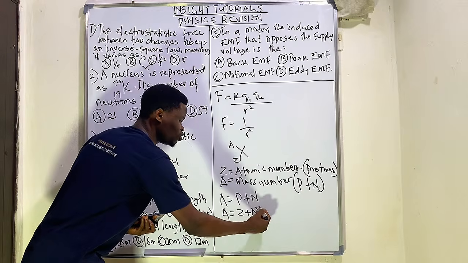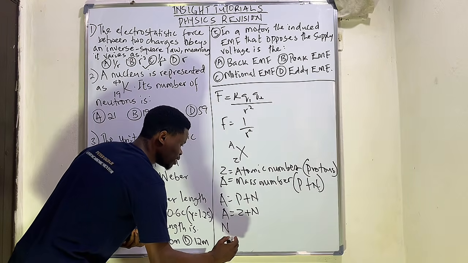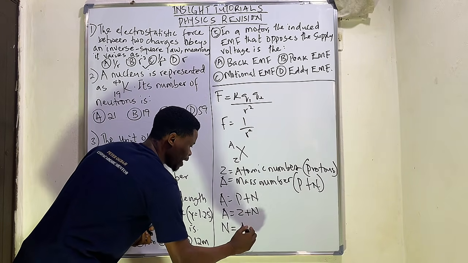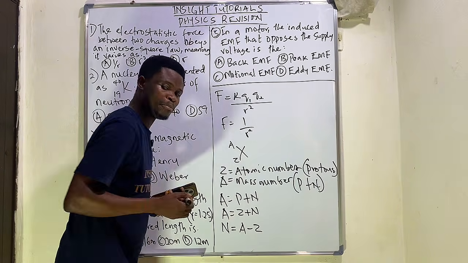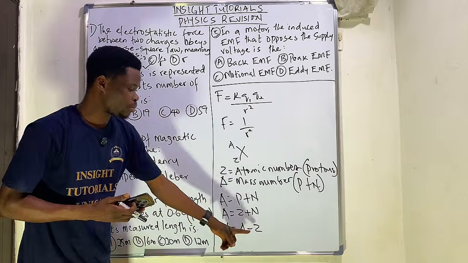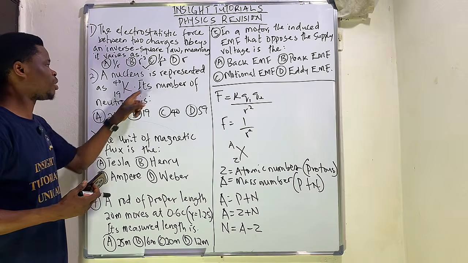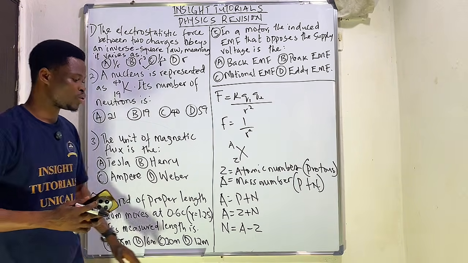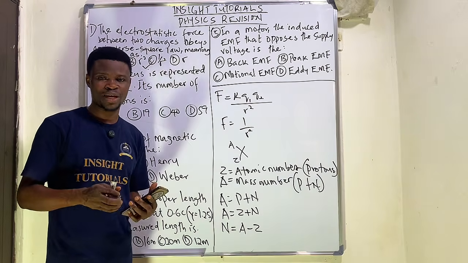So to find my neutron N, I'm going to say that the neutron N is equal to my mass number minus my atomic number. So anytime you are asked to look for the number of neutrons in an element, the simple thing is you're simply going to do the mass number of that element minus the atomic number of that given element.